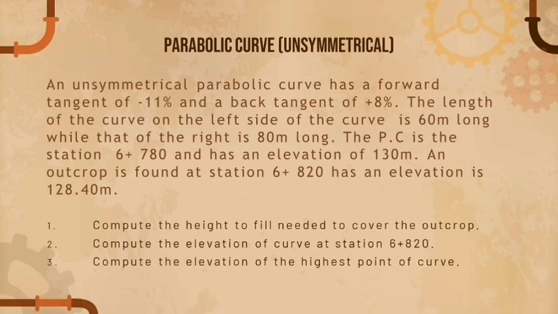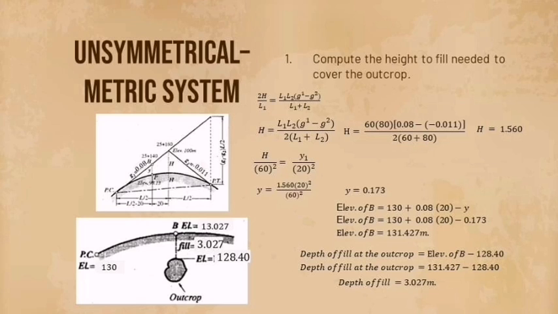with an elevation of 128.40 meters. So number 1 is compute the height of fill needed to cover the outcrop. Number 2, compute the elevation of the curve at station 6 plus 820. Number 3, compute the elevation of the highest point of the curve. So for number 1 of the unsymmetrical metric system, compute the height of fill needed to cover the outcrop.